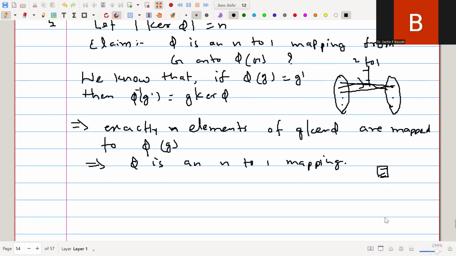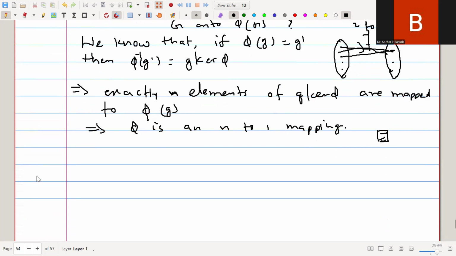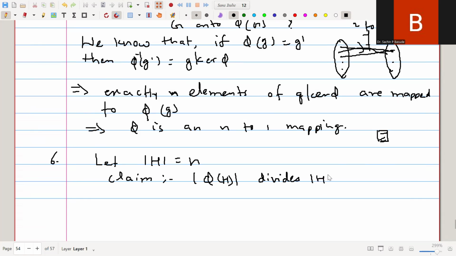What is the sixth one? Let order of h equal n. So the claim is that the order of phi of h divides the order of h. This is the claim.